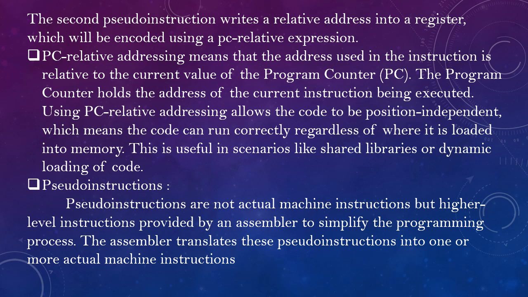Now, as we know what pseudo instructions are, PC relative addressing. PC relative addressing means that the address used in the instruction is relative to the current value of the program counter, PC. The program counter holds the address of the current instruction being executed. PC relative addressing allows the code to be position independent, regardless of where it is loaded into memory. This is useful in scenarios like shared libraries or dynamic loading of code. When dynamic loading is required, PC relative addressing will be helpful.